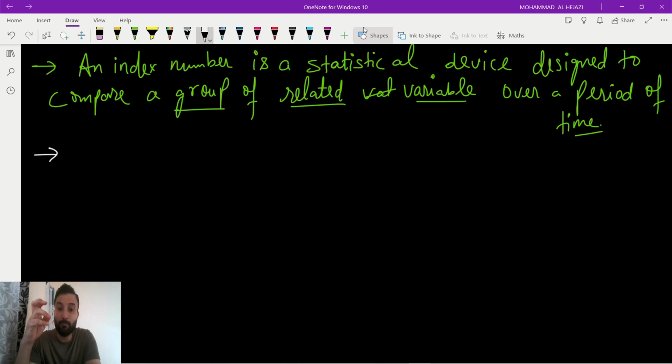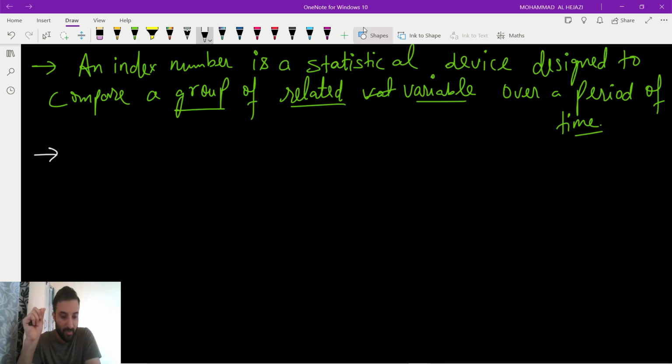Okay, knowing the purchasing power of money. All these points you have to write down. Okay, very important. Now, useful in comparison of what? Price, demand, supply, quantity.